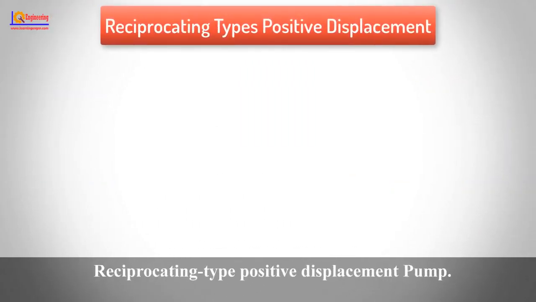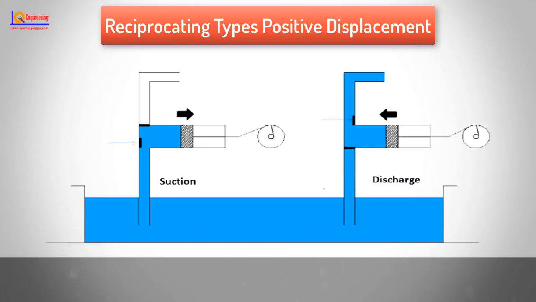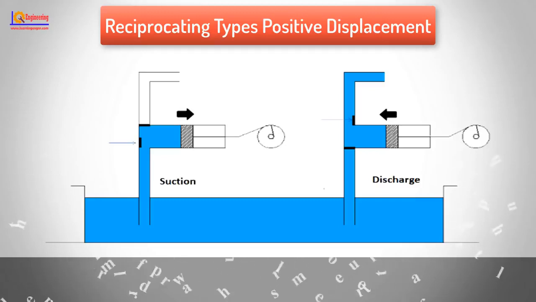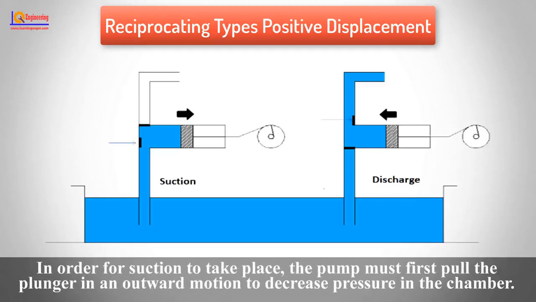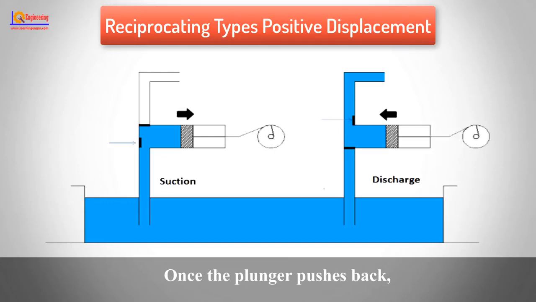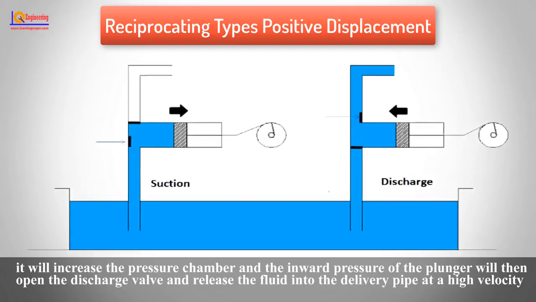Reciprocating type positive displacement pump. Reciprocating pumps move the fluid using one or more oscillating pistons, plungers, or membranes, while valves restrict fluid motion to the desired direction. In order for suction to take place, the pump must first pull the plunger in an outward motion to decrease pressure in the chamber. Once the plunger pushes back, it will increase the pressure in the chamber and the inward pressure of the plunger will then open the discharge valve and release the fluid into the delivery pipe at a high velocity.